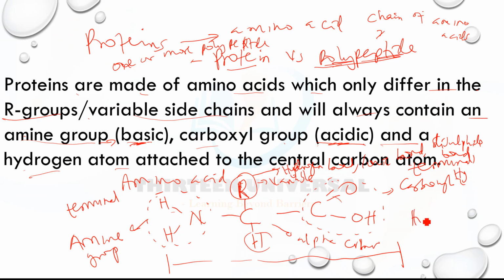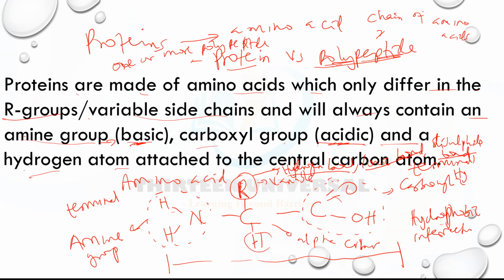So let me write it here. About four bonds are formed between the R groups of adjacent amino acids. These four bonds are hydrogen bonds, ionic bonds, disulfide bonds and hydrophobic interactions. We'll discuss them in the next video. But I just want you to know that they are formed between R groups of adjacent amino acids.